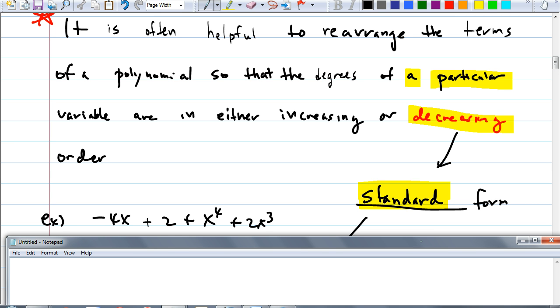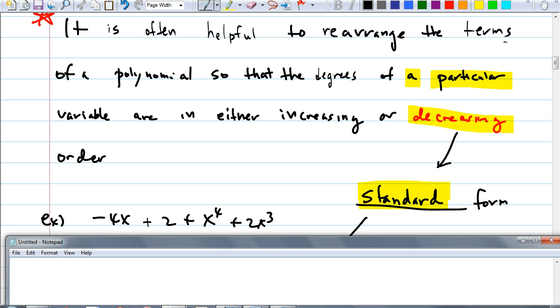So it says it is helpful to rearrange the terms so that the degrees of a particular variable are in either increasing or decreasing order. And I already said we like decreasing order, okay? So is it wrong to write them in increasing order? No, but we're going to just write them in decreasing order. I'm telling you, it's better that way. All right, so anybody know how to rewrite them? First of all, it says rearrange the terms. So terms are separated by which symbol?